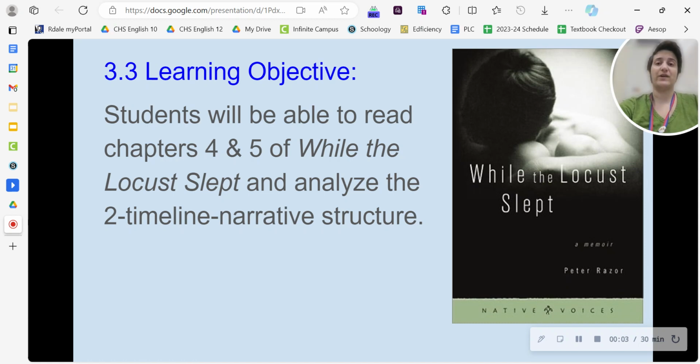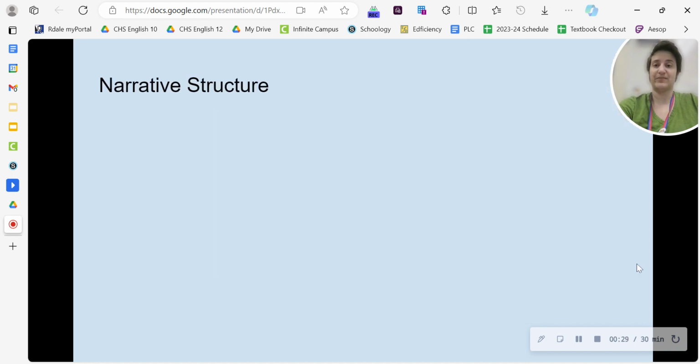At this point, we've talked a bit about the background of the book, and you've read the first three chapters, so you have a bit of a sense of Peter's life and what he's trying to say. In 3.3, we're going to continue on through chapters 4 and 5 and talk specifically about the structure of the book, because as you've probably noticed, it can be a bit complicated and a bit confusing at times.